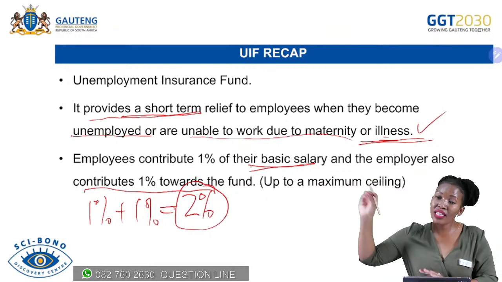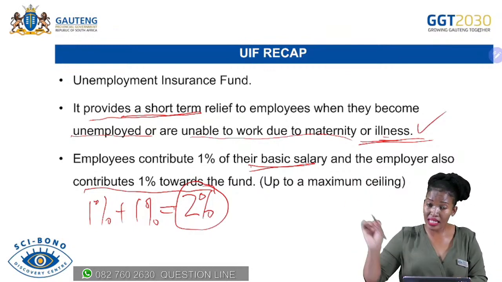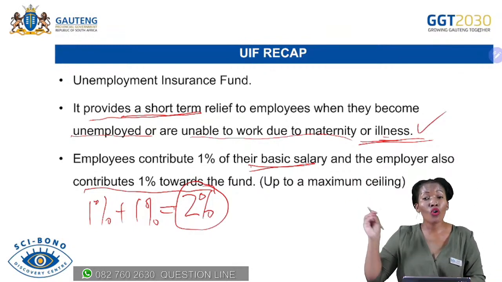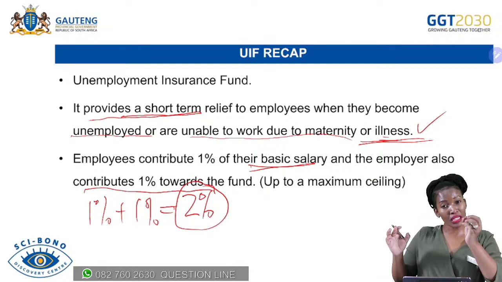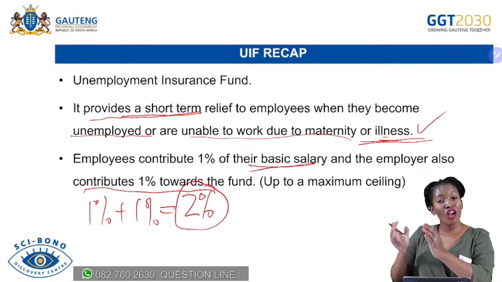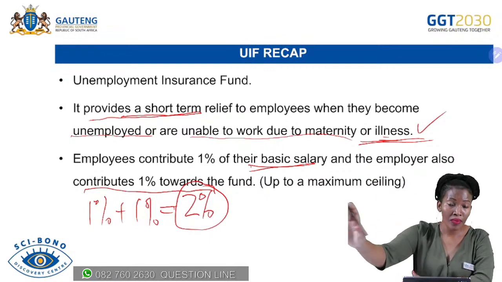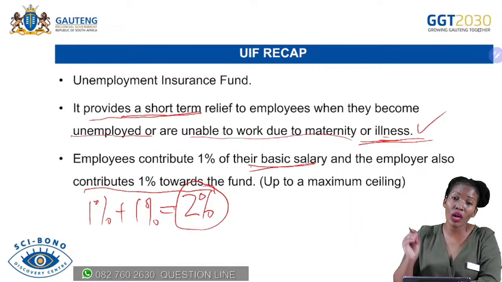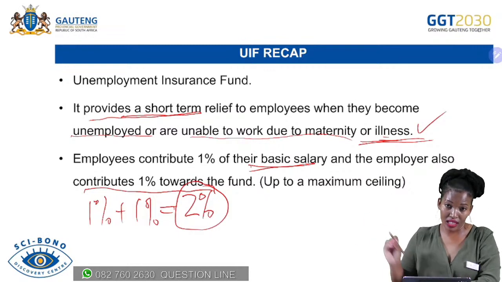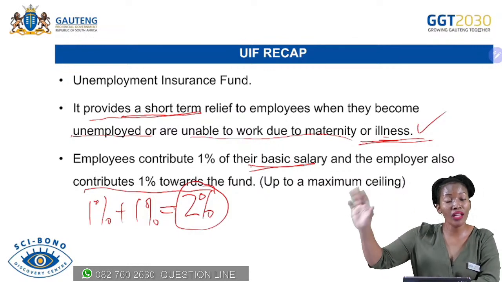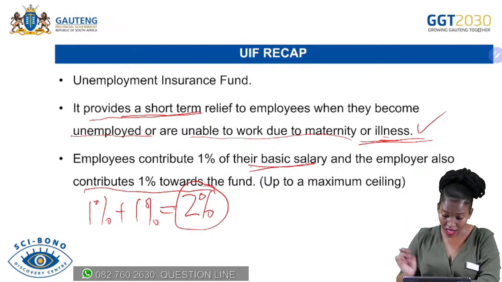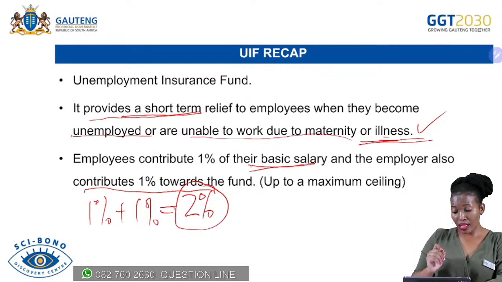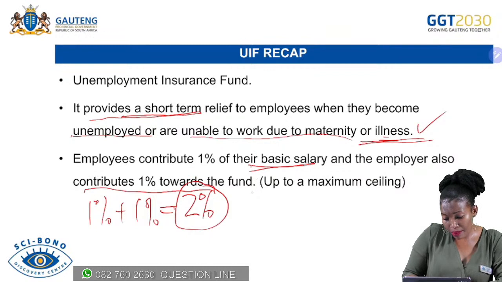And then the company that you are working for, which is Checkers in this instance, will also contribute 1%. So they take your 1% and their 1%, combined, and it goes into the UIF, the Unemployment Insurance Fund. It's money that you are putting away for rainy days, that will come and help you on rainy days.